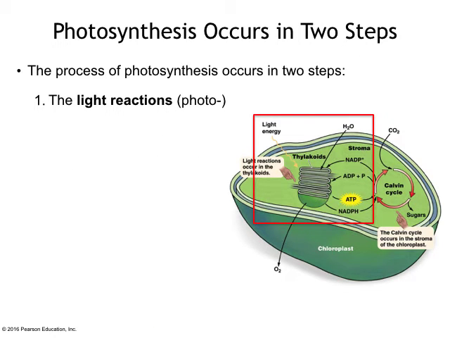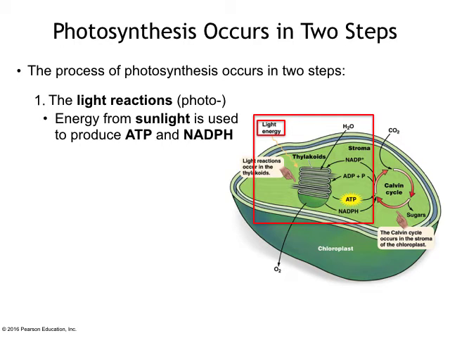Okay, so now let's look at the actual process of photosynthesis. We're going to break down photosynthesis into two steps. The first step is the light reactions. This is the photo part of photosynthesis. Photo means light, right? Photograph and so on. The root word there means light. What the light reactions do is take the energy from sunlight, which is kinetic energy, because the light is made of photons that move. They use that energy to produce ATP and NADPH.